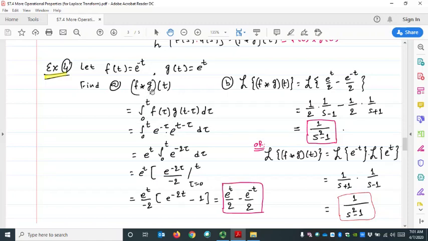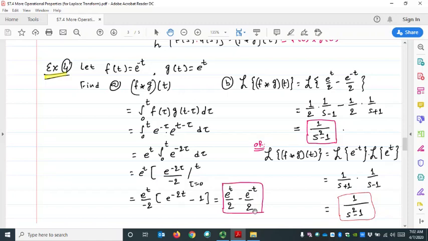Little f convolution little g equals the integral 0 to t of little f of tau times little g of t minus tau d tau. So then integral 0 to t of e to the power negative tau times e to the power t minus tau d tau. Take e to the t outside the integral with respect to d tau, so e to the t times integral 0 to t of e to the power minus 2 tau d tau. Take the integral and put the limits and simplify.